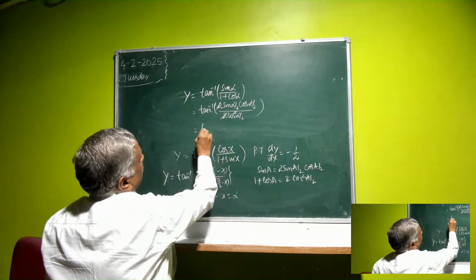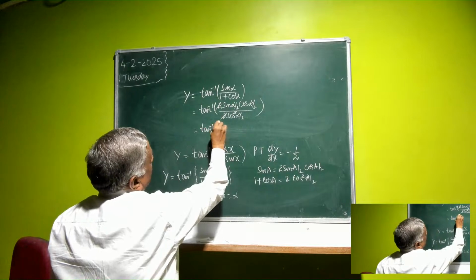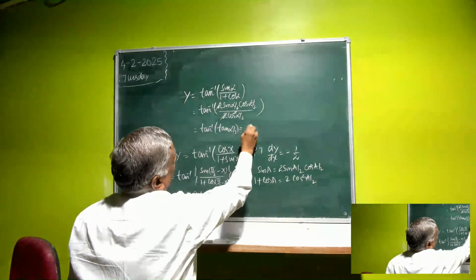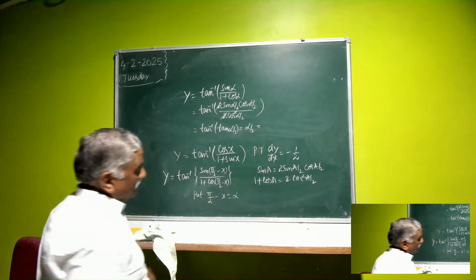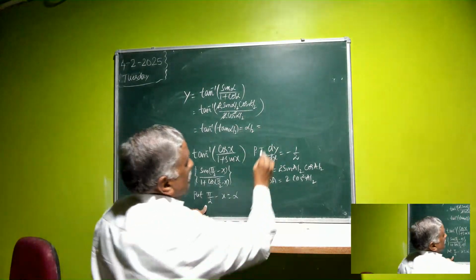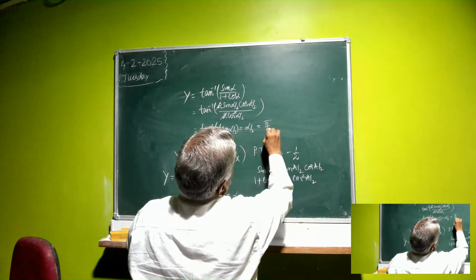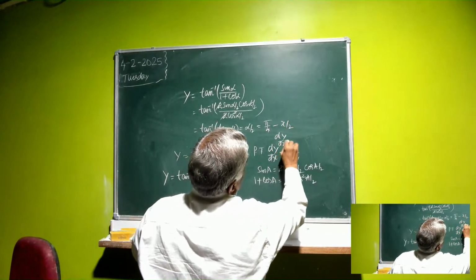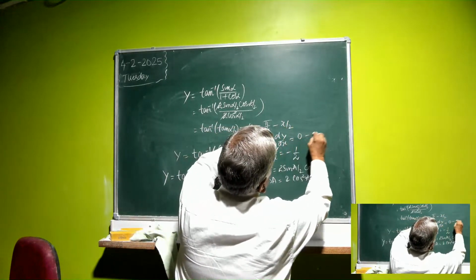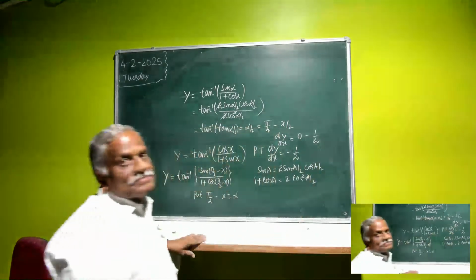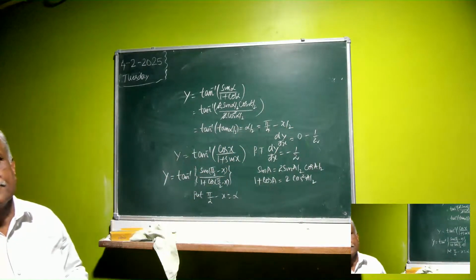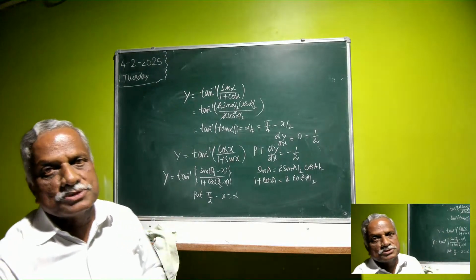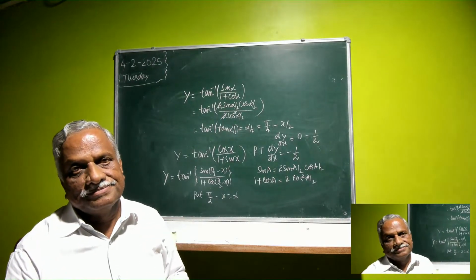I get tan inverse of tan alpha by 2, which is equal to alpha by 2. But what is alpha? Therefore, it is pi by 4 minus x by 2. Therefore, dy by dx is equal to pi by 4 differentiates to 0, it is minus 1 by 2. So, by using trigonometry, these problems become simpler.